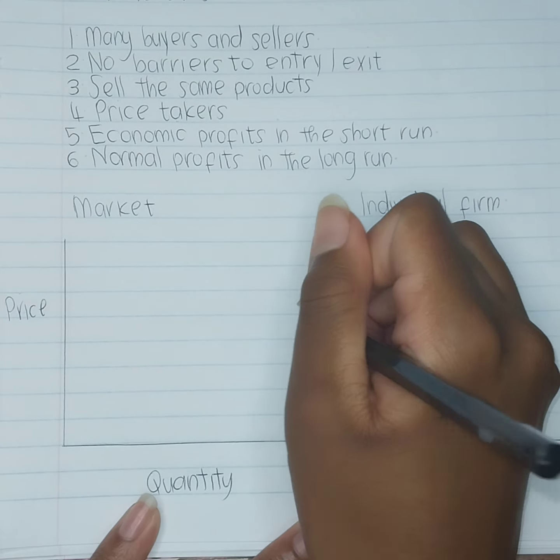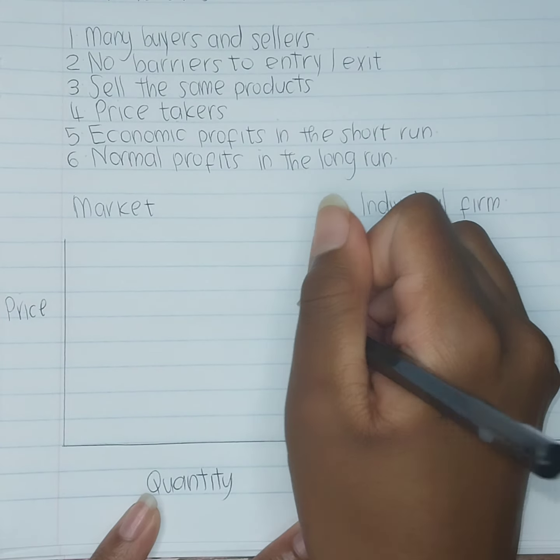So this will be equal to the price, and this price will be equal to the average revenue, equal to the demand curve, and equal to the marginal revenue. That is one of the other characteristics of a perfect market, that its demand curve is horizontal. The price is equal to the average revenue, equal to the demand, and equal to the marginal revenue.